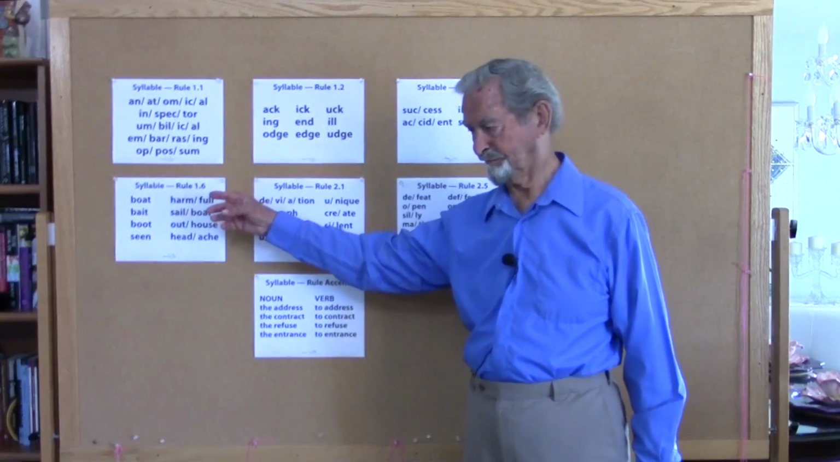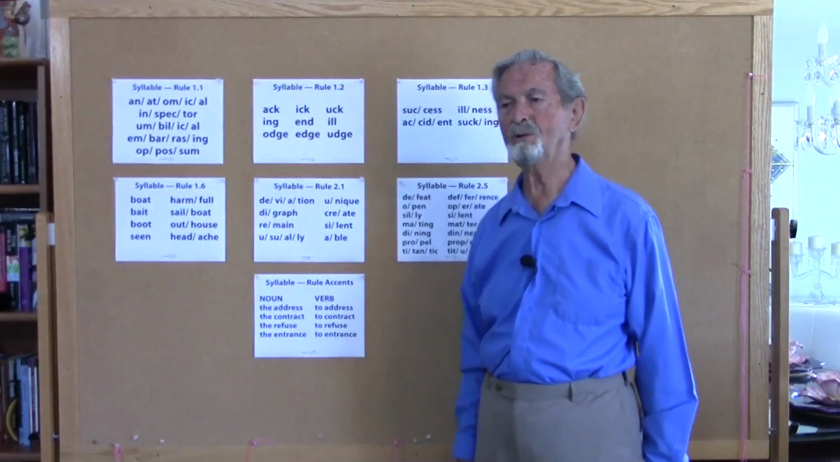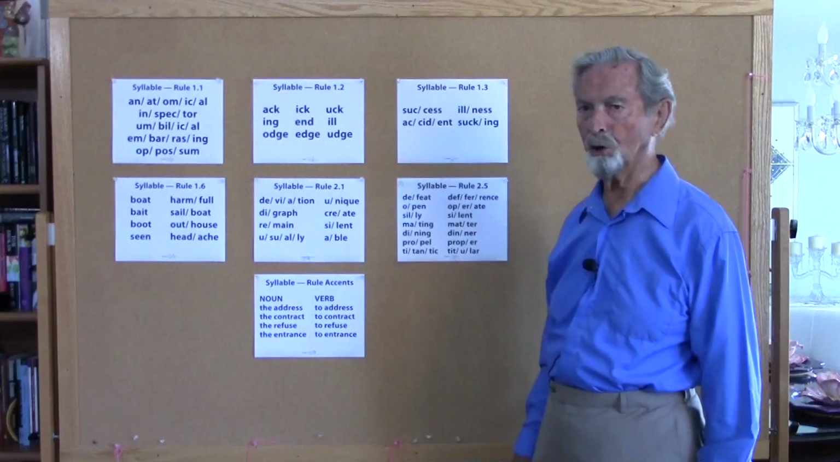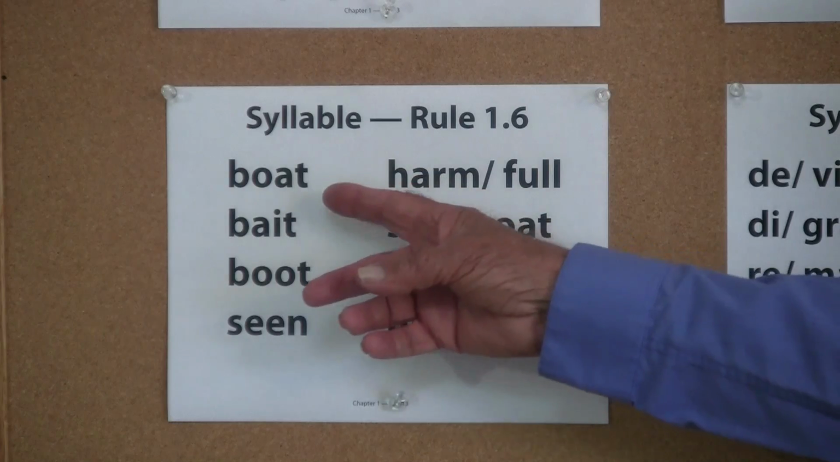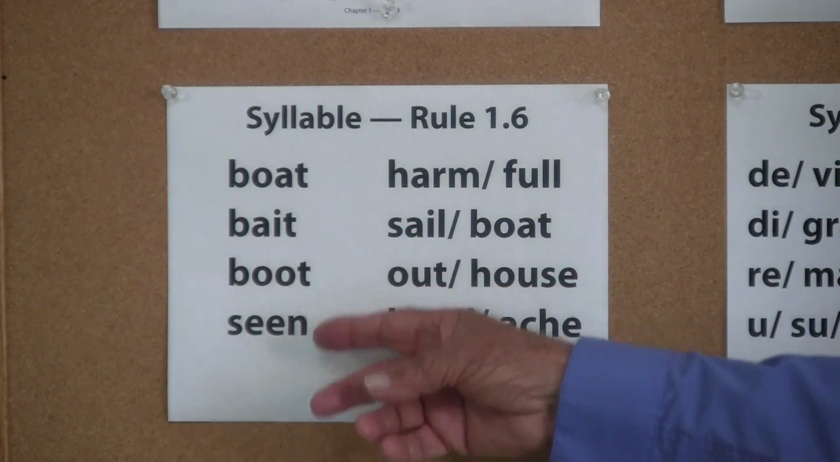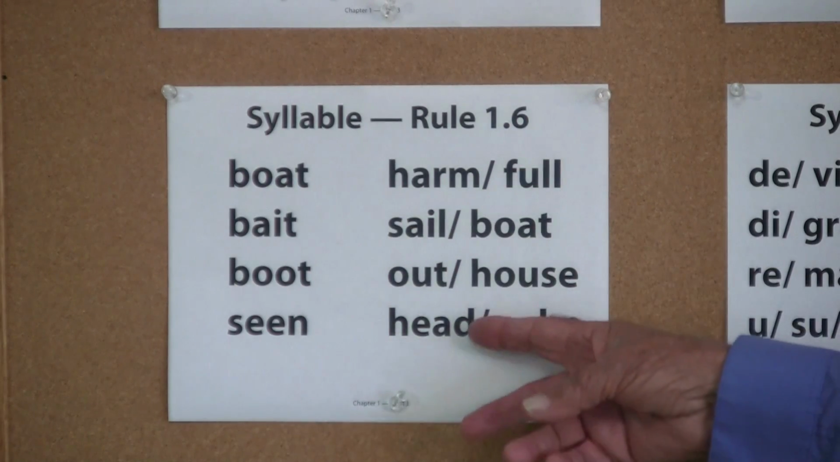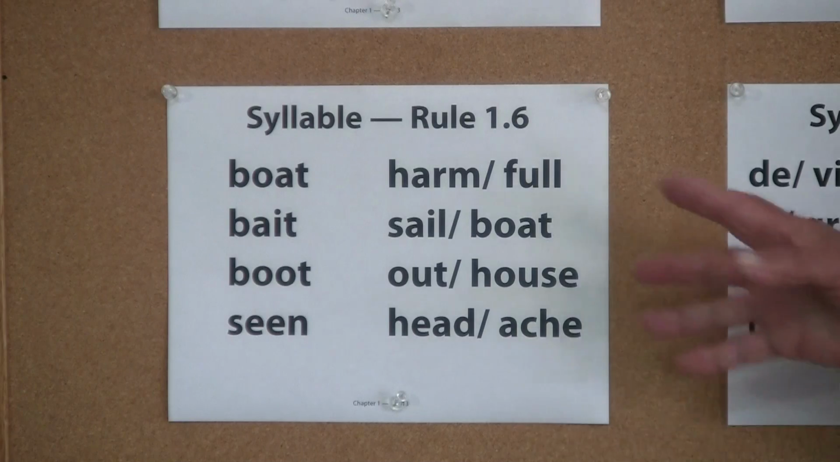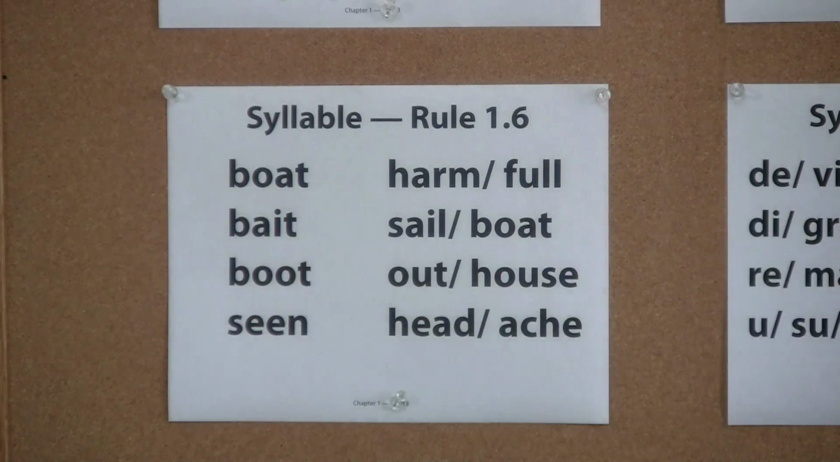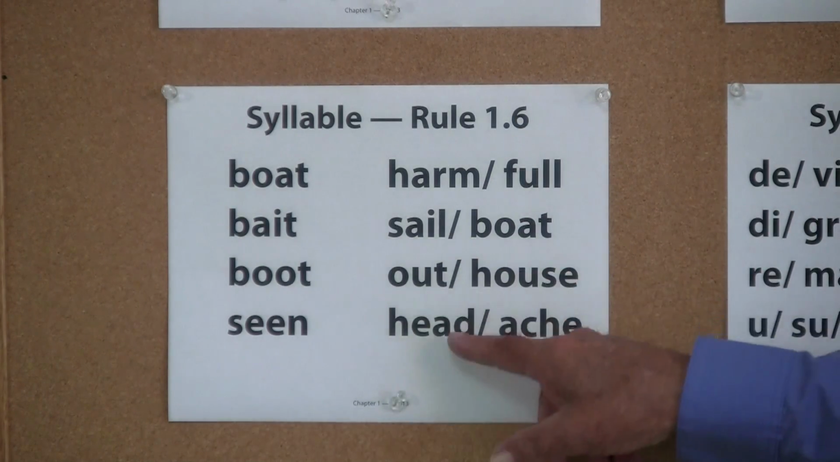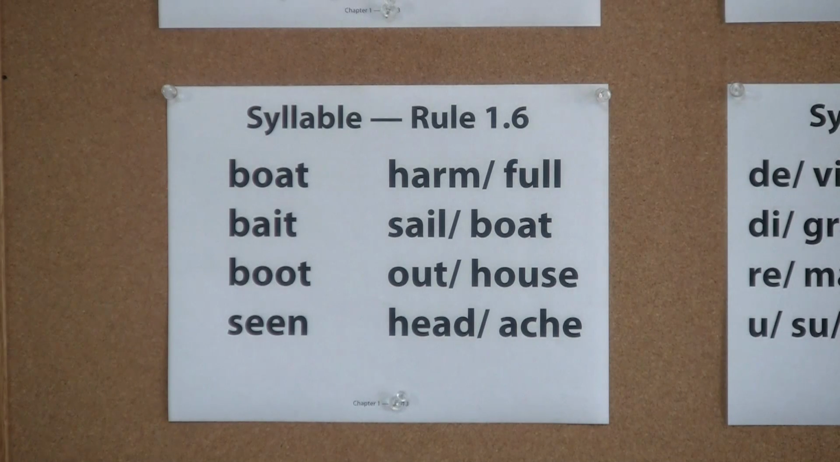Vowel diphthongs are almost always long sounds. Boat, bait, boot, harm, sail, head, out. Long, diphthong, two vowels together, and then nearly always a long sound.